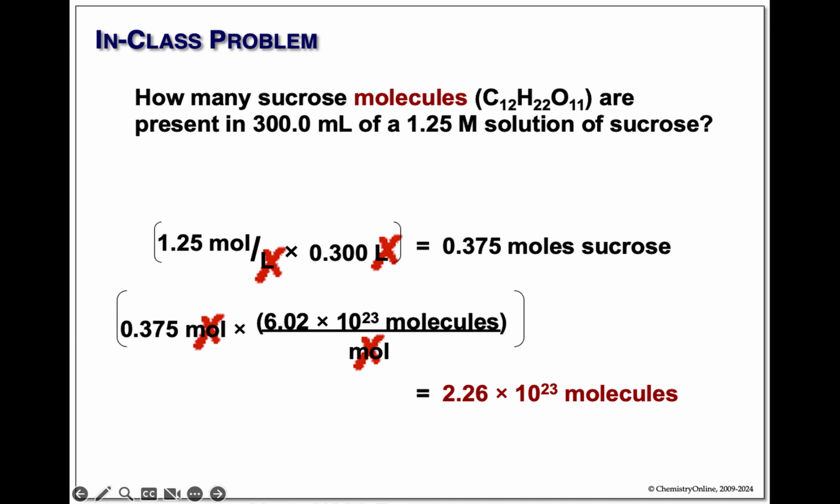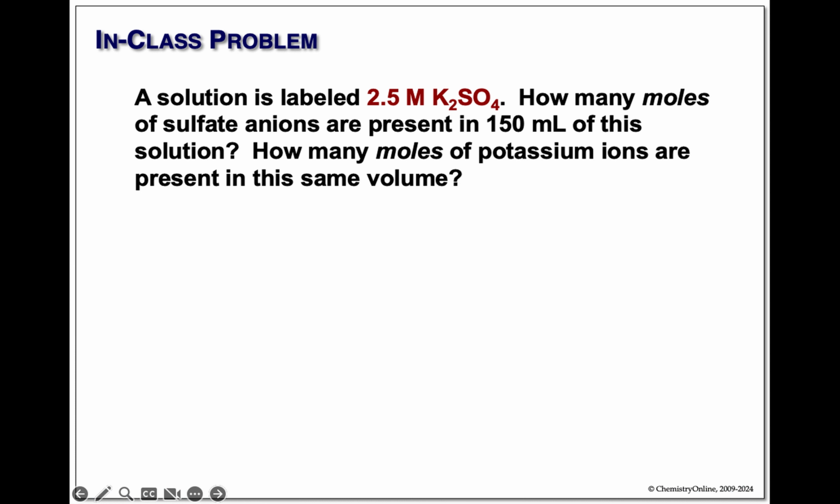One more variant on all this. This allows us to use mole fractions, mole ratios, I'm sorry. We have potassium sulfate at 2.5 moles. We have 150 mils of it. How many moles of potassium ions do we have? And how many moles of sulfate ions do we have?